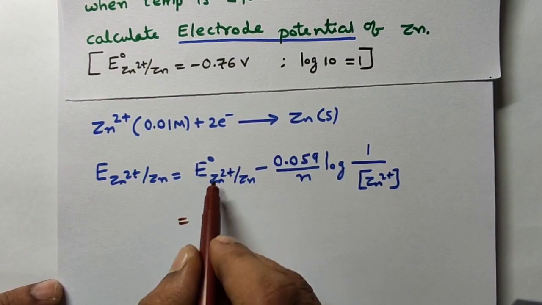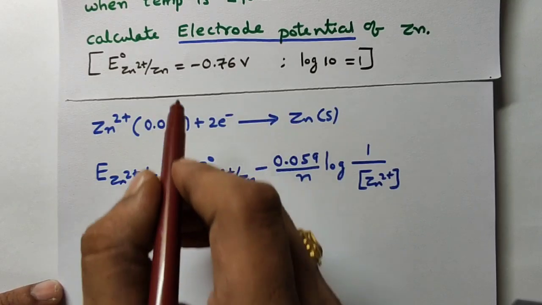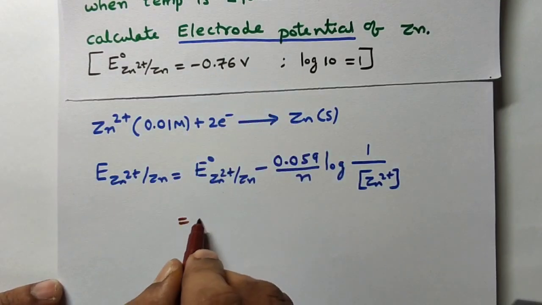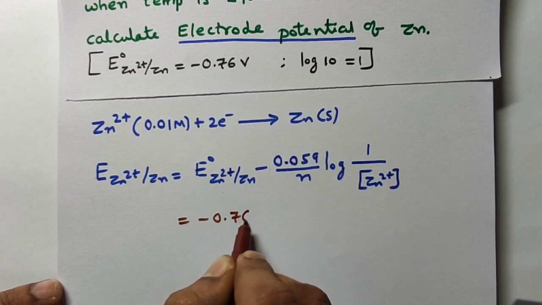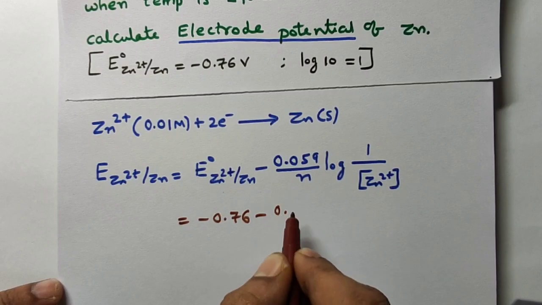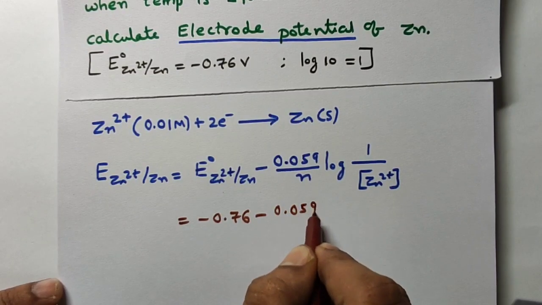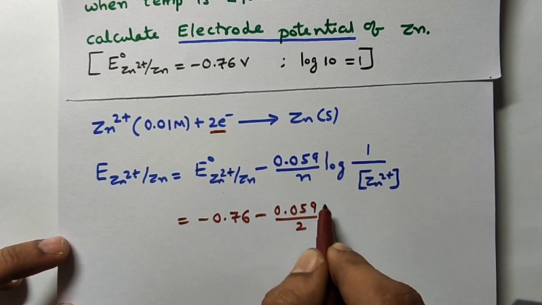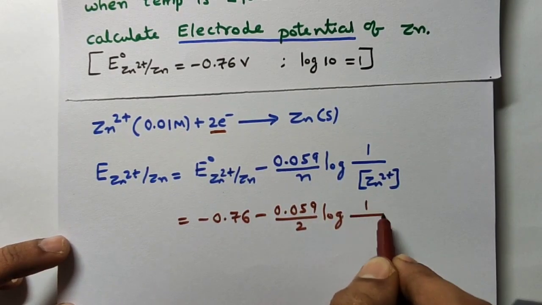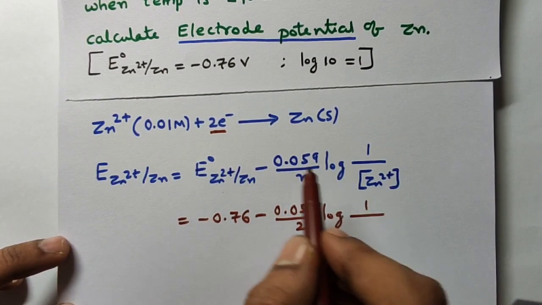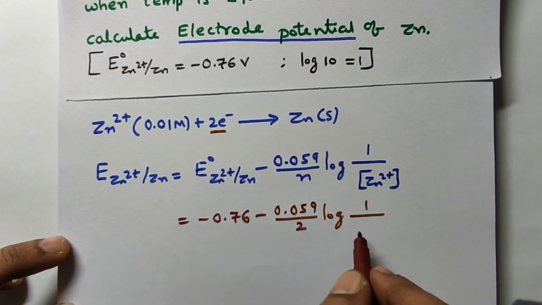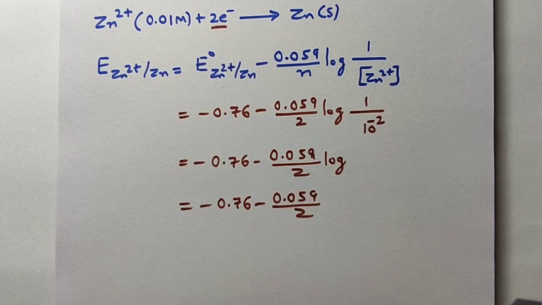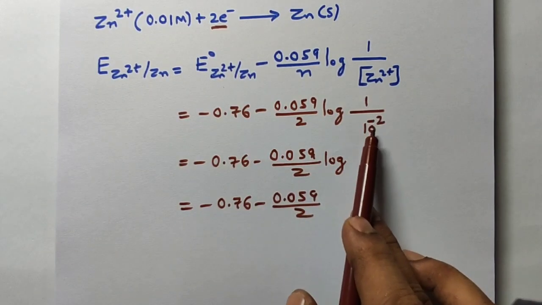So what is the standard electrode potential of zinc given in the question? Minus 0.76, minus 0.059 by how many electrons are involved? 2 electrons, right? That's why 2, log 1 divided by Zn2+ concentration. How much? 0.01, nothing but 10 power minus 2. Here log 1 by 10 power minus 2.